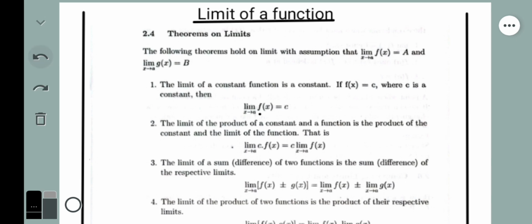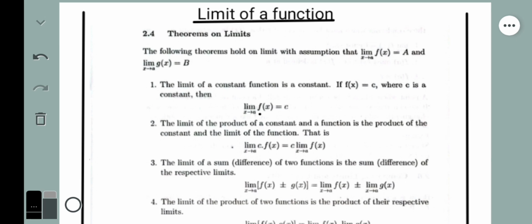Now the second theorem says that the limit of the product of a constant and a function is the product of the constant and the limit of the function. So we have a product of the constant and a function multiplied together. The limit is still the same thing as bringing out the constant and finding the limit of the function. So that is theorem number 2.